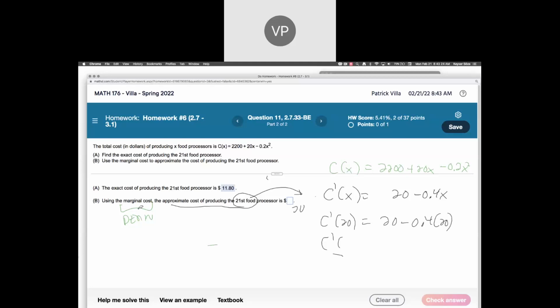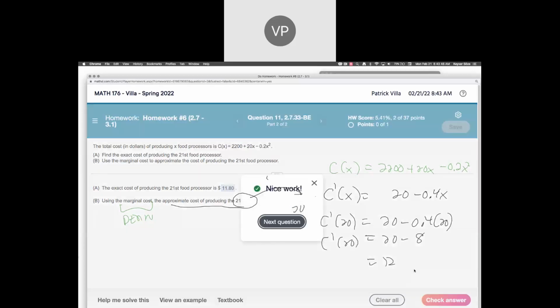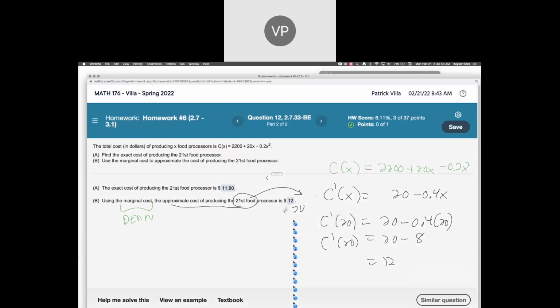So they want to know what's the approximate cost of producing the 21st. Remember how that works. When you use the marginal, the derivative, you're going to use the 20th. You go one down. So I plug in 20 right here, and we get C prime of 20 equals 20 minus 8. And that gives us 12. So our approximate cost is going to be $12. And you know you're in good shape because the actual cost was $11.80, so this is pretty close. That means our estimate was good.